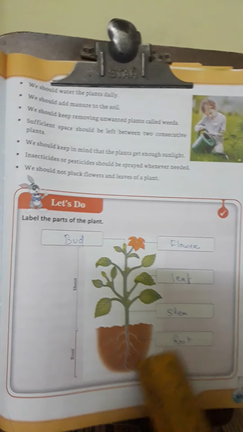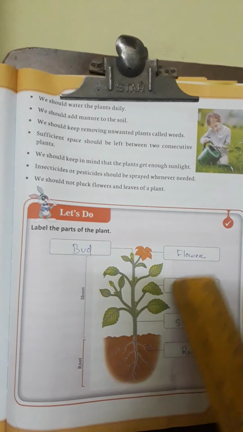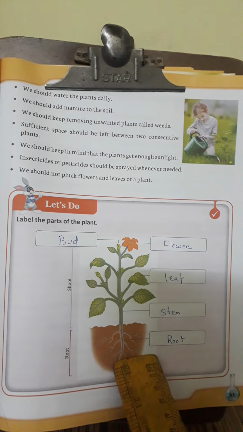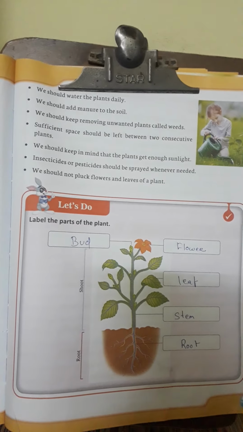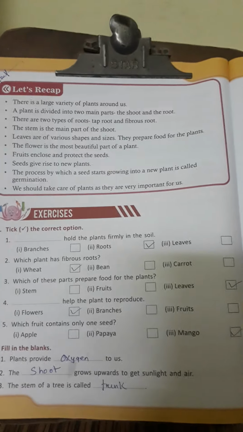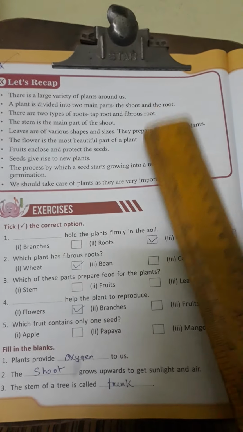Now let's do. This is the bud, flower, leaf, stem, and this is the root. This portion is the shoot portion and this is the root portion. Let's recap, this portion is important. You can study by yourself.